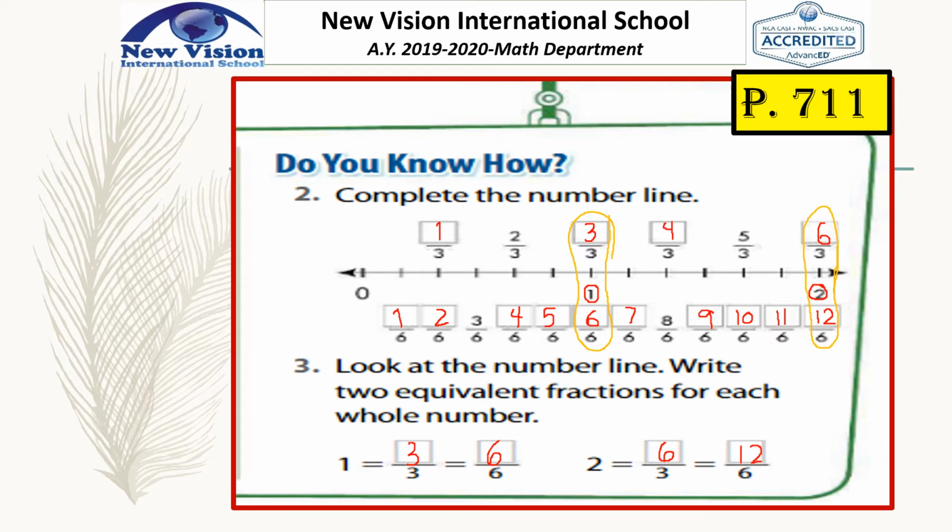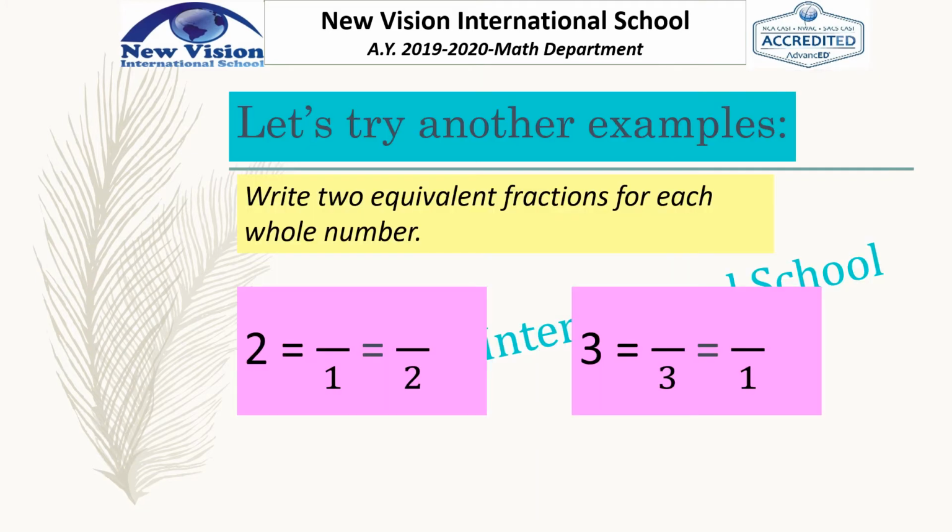Okay, do you understand now? Grade 3 is really very easy. So I believe you are able to answer it very well. Okay, now let's try another example. We have write two equivalent fractions for each whole number. Now let's have here the whole number 2.